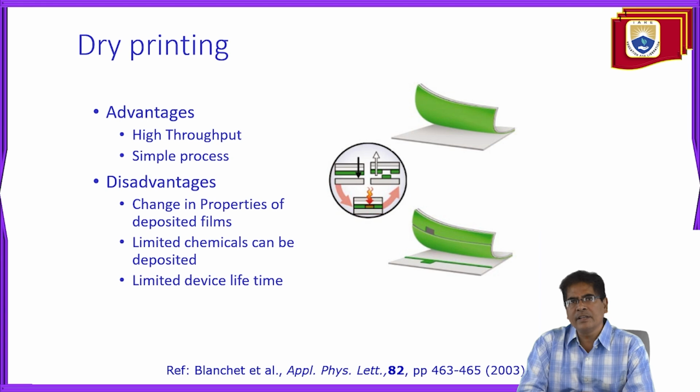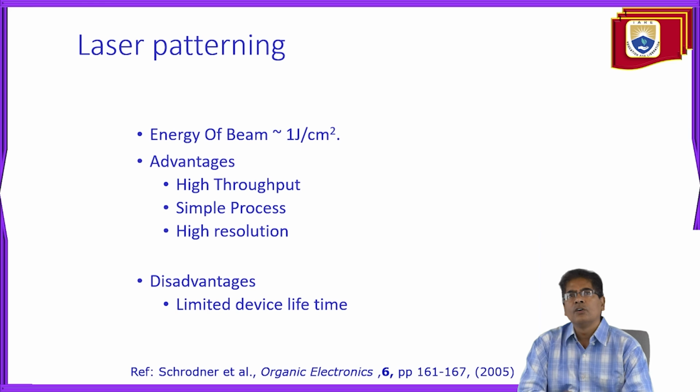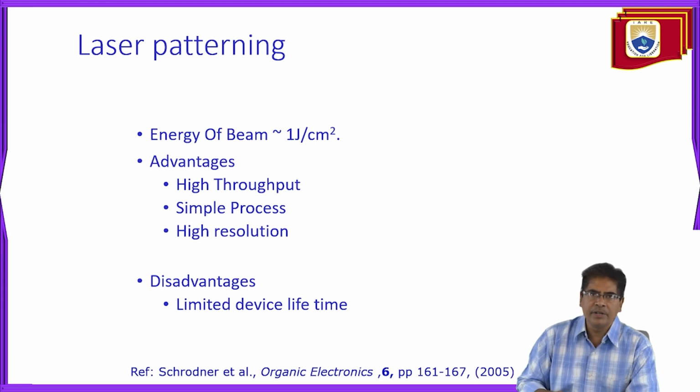So dry printing, we have the advantages of high throughput, simple process. The disadvantages are change in properties of deposited films, limited chemicals can be deposited, limited device lifetime. So laser patterning, the energy of beam is approximately 1 joule per centimeter square, and the advantages are high throughput, simple process, high resolution, and the disadvantage is limited device lifetime.